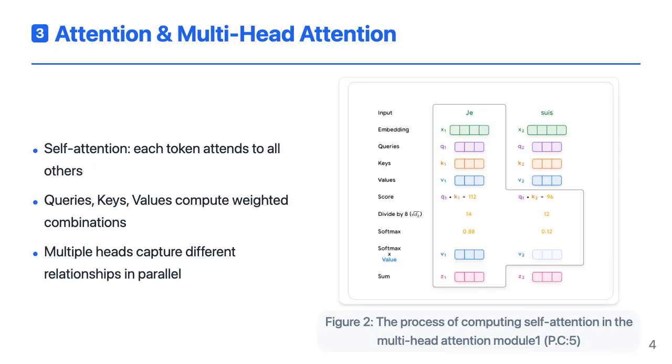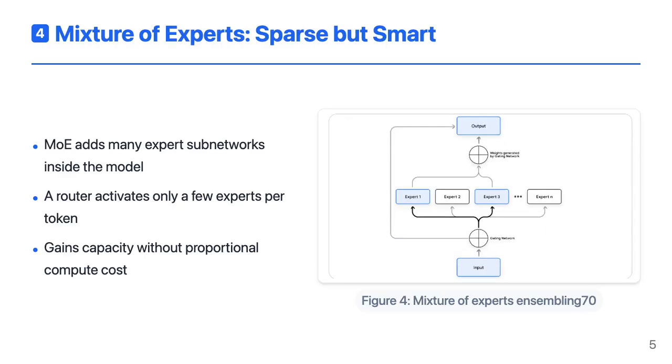Self-attention lets each token decide which other tokens are relevant. We project the sequence into queries, keys, and values, compute similarity scores, and use them to form weighted combinations of the values. Multi-head attention repeats this process in parallel with different learned projections. Each head can specialize in different patterns, like syntax, long-range dependencies, or entity tracking, and their outputs are combined to form a richer representation. As models grew, simply making every layer dense became too expensive.